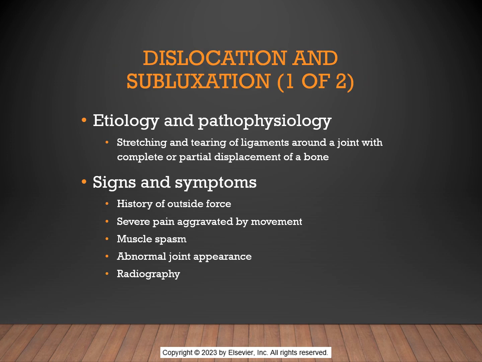A dislocation is the stretching and tearing of ligaments around a joint with complete displacement of a bone. Subluxation is a partial dislocation. This occurs from trauma. The most common sites are the shoulder, knee, hip, ankle, and temporomandibular joint. Dislocation often includes a history of an outside force pushing from a certain direction, severe pain aggravated by the motion of the joint, muscle spasm, or abnormal appearance of a joint. A radiograph will reveal displacement of the bone.